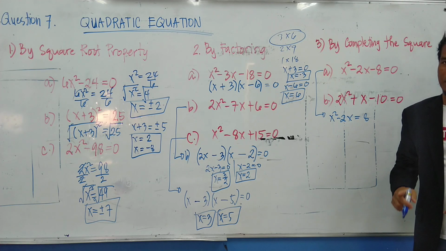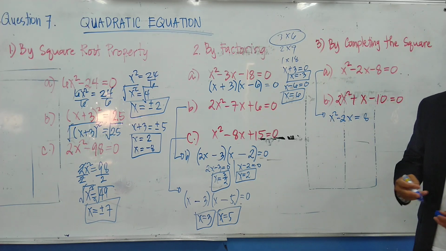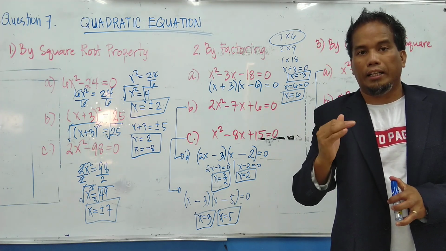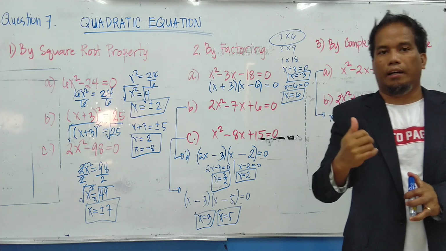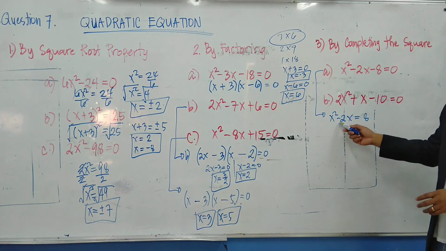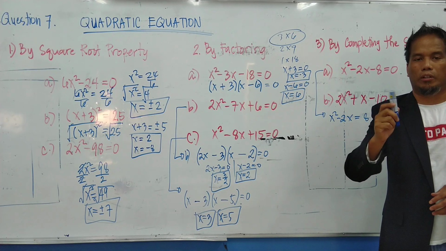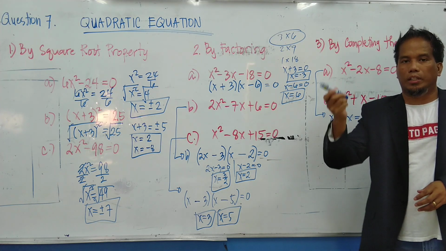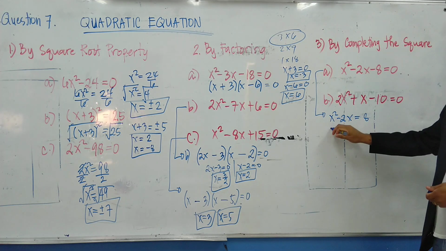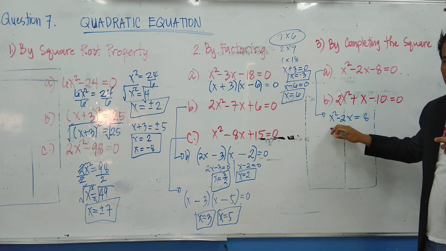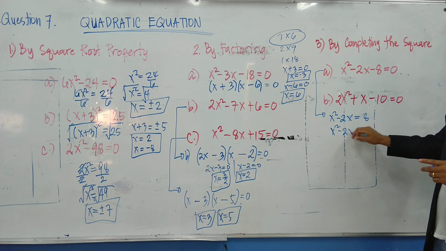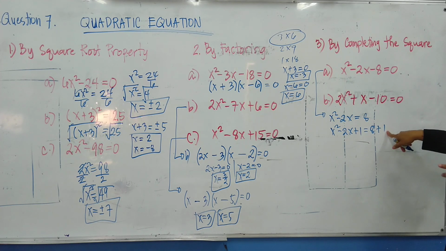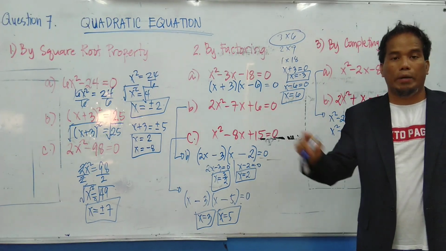Then after isolating the constant, the next step will be to identify the value of b. So the value of b here is negative 2. So divide it by 2. Negative 2 divided by 2 is negative 1. Then negative 1 raised to the second power is equals to positive 1. So the resulting trinomial will be the PST, perfect square trinomial. x squared minus 2x plus 1 is equals to 8 plus 1. So we added 1 here and also 1 on the right side of the equation to make it balance.